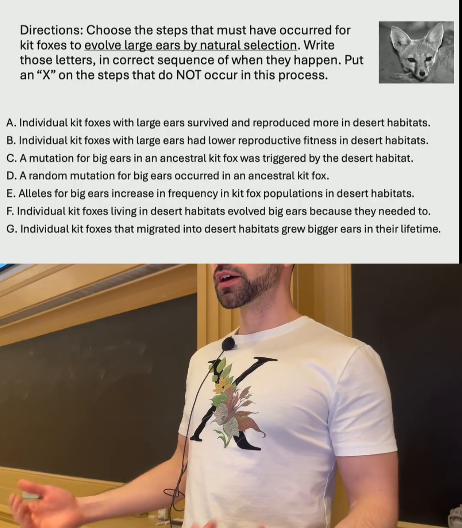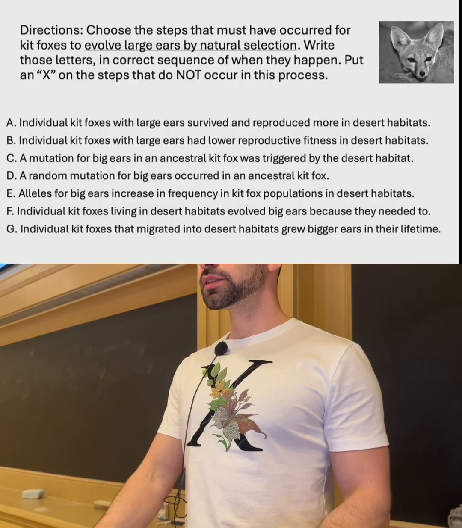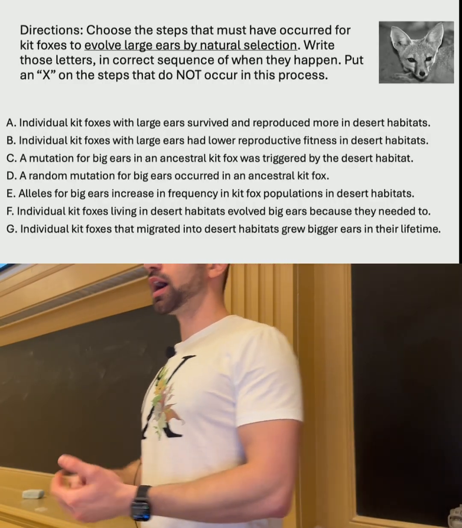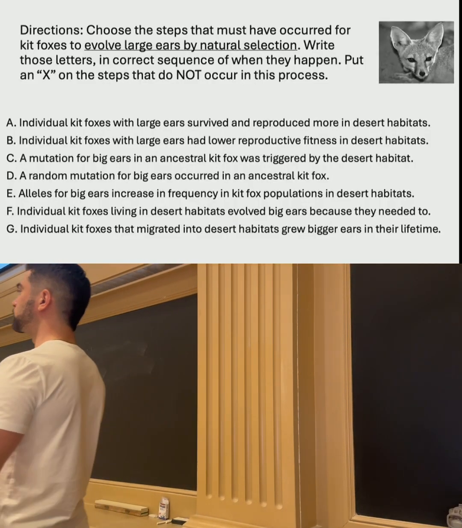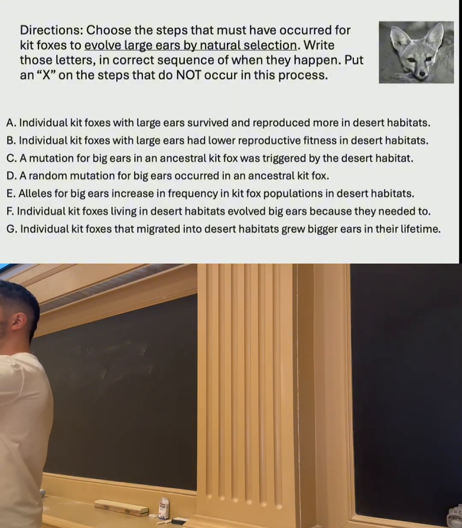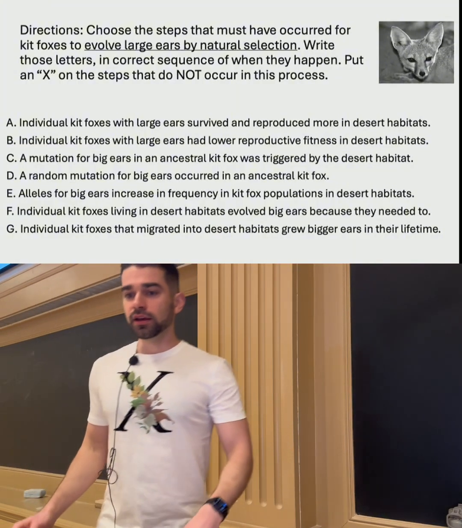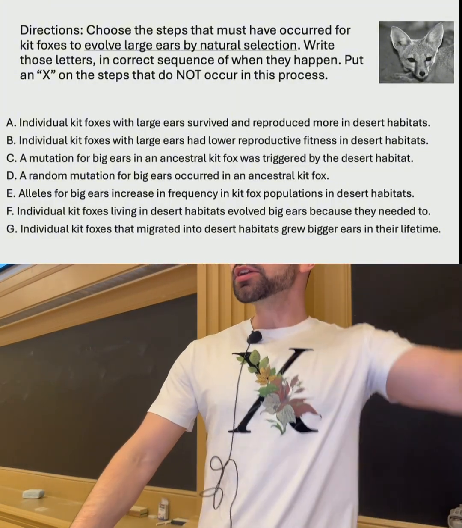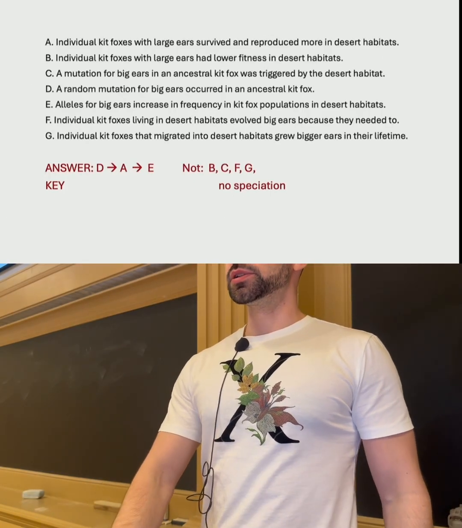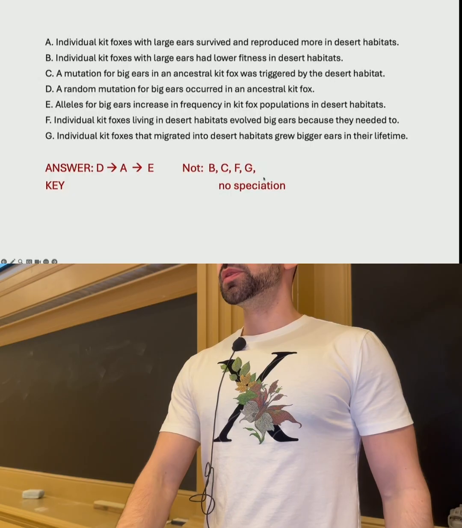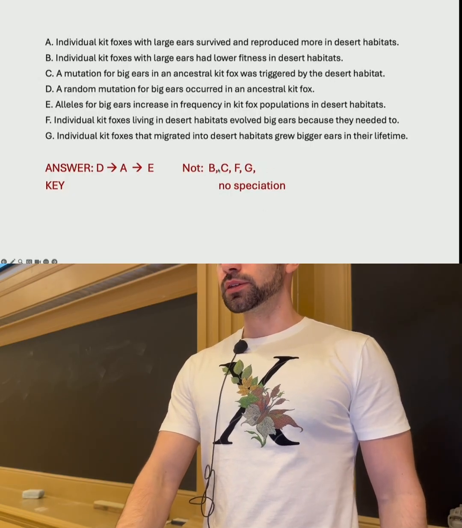And then lastly, this one might be a little bit tricky, but what's the last step of this? So that occurs, and then over time we see, yeah, E. Alleles for big ears increase in frequency in the kit fox population in desert habitats. So that's correct, DAE. Some that aren't used, right, are these letters.